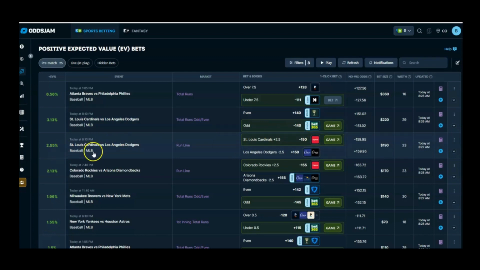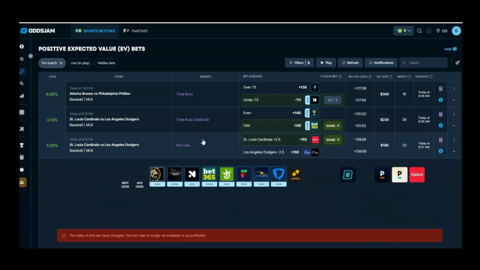255, Cardinals Dodgers run line. So again, this is Tipico. You have a very sharp sportsbook in Circa. You're pitting Circa against Tipico, a non-sharp sportsbook. A 23 market width, that's good on a run line. This is an alternative or a derivative market.